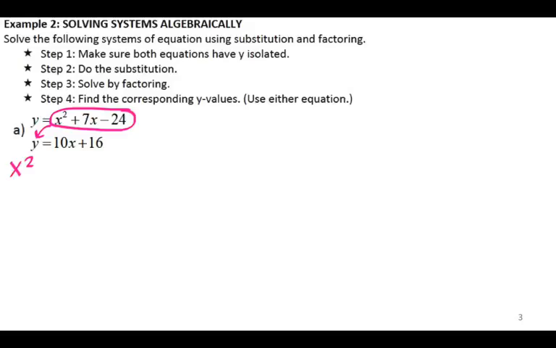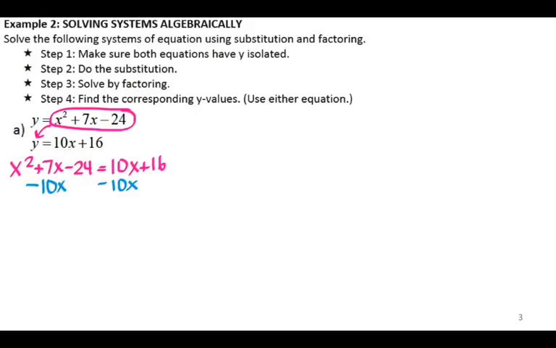So I have x squared plus 7x minus 24 equals 10x plus 16. Now this is different from the other equations that we've had because this is a quadratic. Quadratic equations you have to get equal to 0. So leave your x squared positive, and I'm going to move everything on this side to the other side. Since my 10x is positive, I'm going to subtract 10x from both sides.